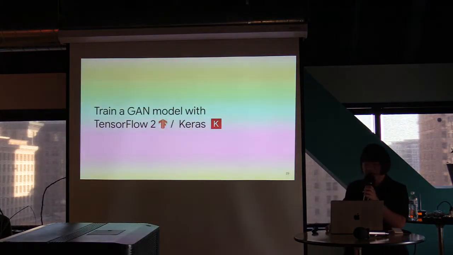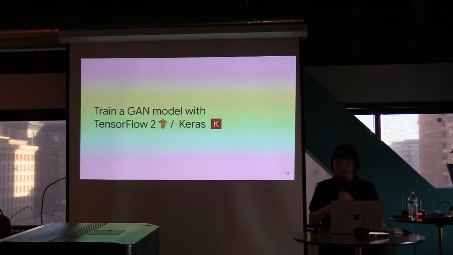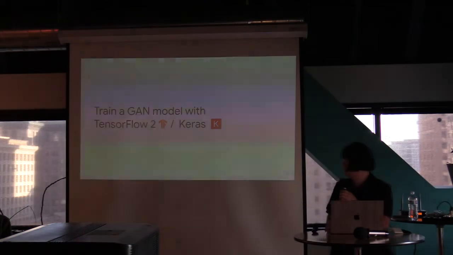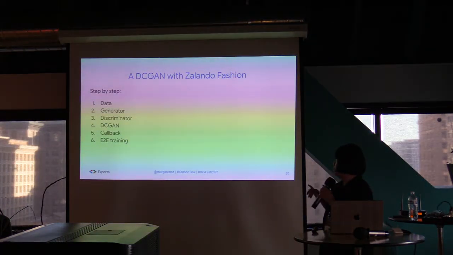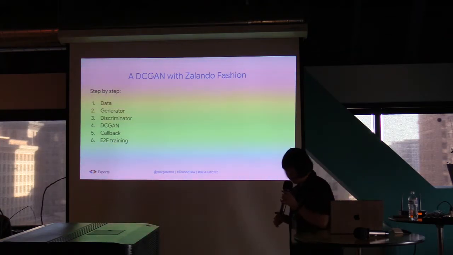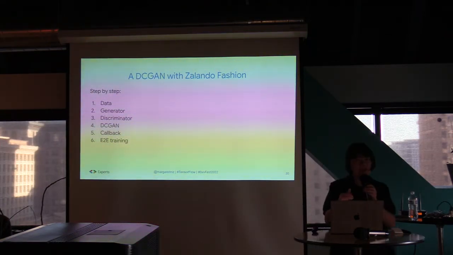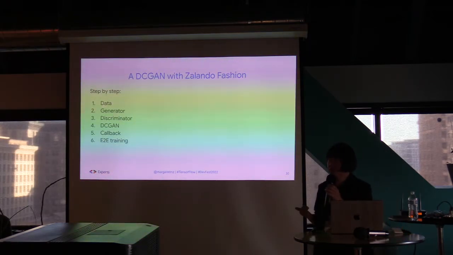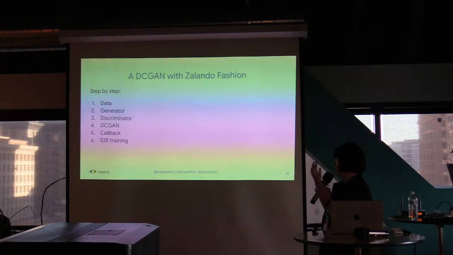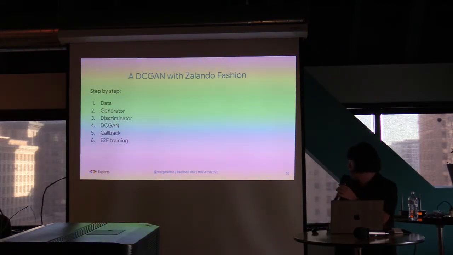All right, now I'm going to switch gears to talk about how to train a GAN model with TensorFlow 2 and Keras. I'm going to be really quick zipping through this just because the talk is very short. This is a DCGAN example with Zalando fashion. How many of you have heard of Fashion-MNIST? Yes? Okay, so Fashion-MNIST is 28 by 28 grayscale images. They actually come from Zalando fashion. These are bigger colored images.